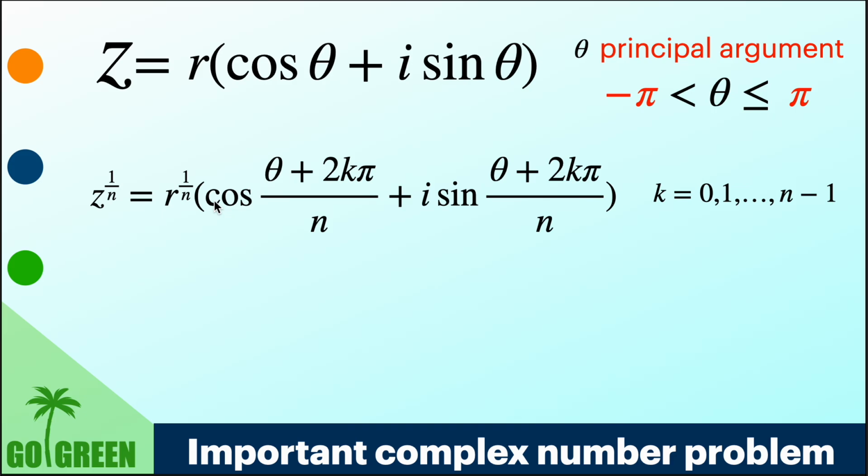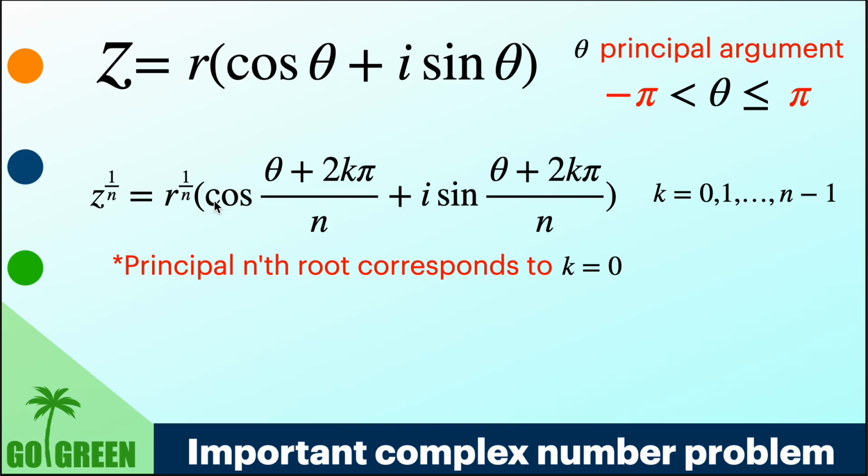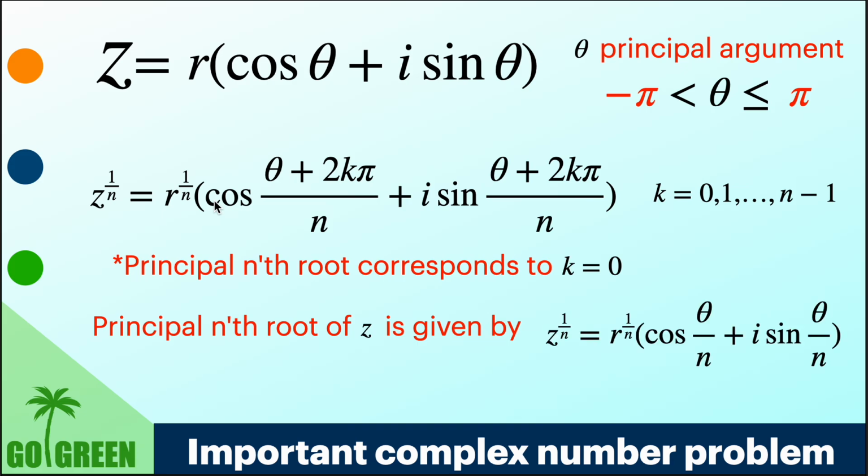Which one is the principal nth root? The principal nth root corresponds to the k value 0. If you put k equal to 0, whatever you get is the principal nth root of z. So the principal nth root of z is given by z to the 1 by n, which is r to the 1 by n times (cos theta by n plus i sin theta by n). We are simply putting k equal to 0. So this is the principal nth root.